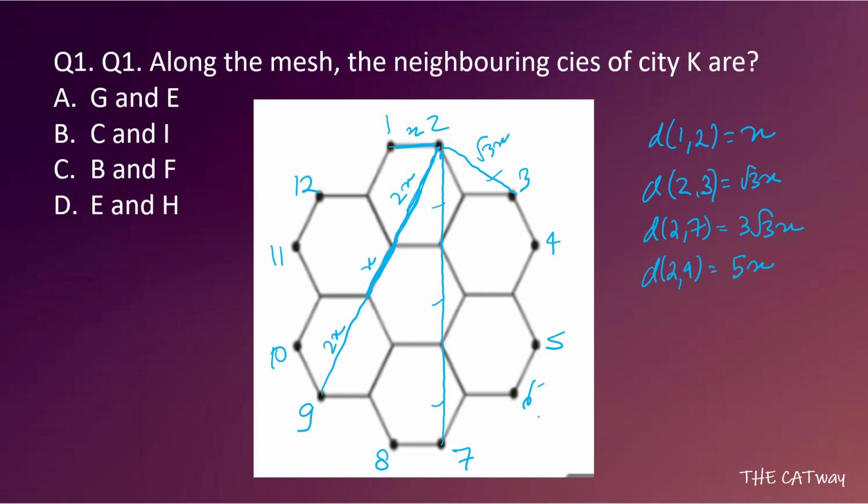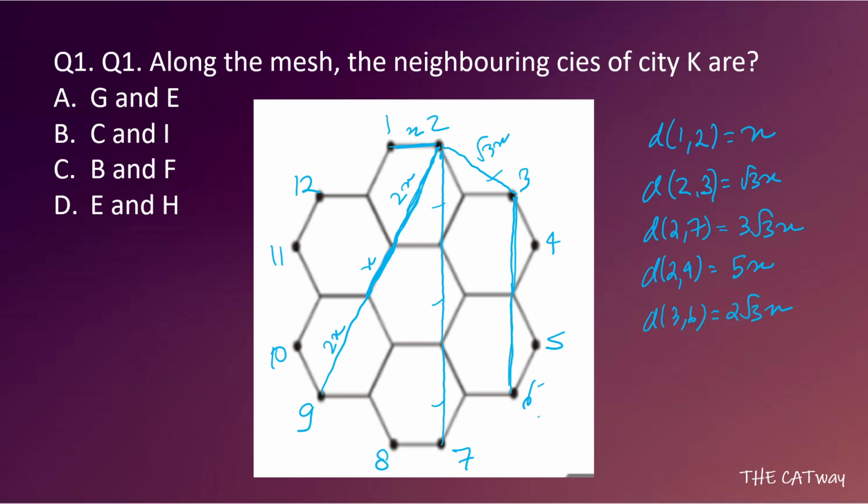Okay, now let's talk about 3 and 6. What can we see? This is the shortest distance and this is the shortest distance. So the sum of these. Now these both will be root 3x, root 3x. So we can say that the distance between 3 and 6 is 2 root 3x.